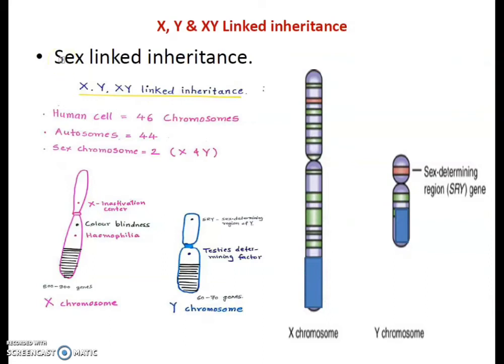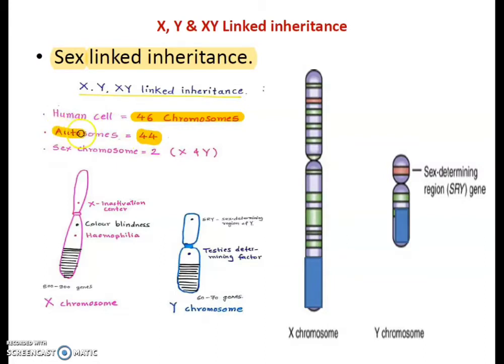X-linked inheritance. In the human cell, the X chromosome and Y chromosome determine the sex. So these chromosomes are called sex chromosomes, and the genes present on these chromosomes are called sex-linked genes, and due to these genes, the characters that develop are called sex-linked inheritance. In human cells, there are 46 chromosomes, and of these 46 chromosomes, 44 are autosomes.